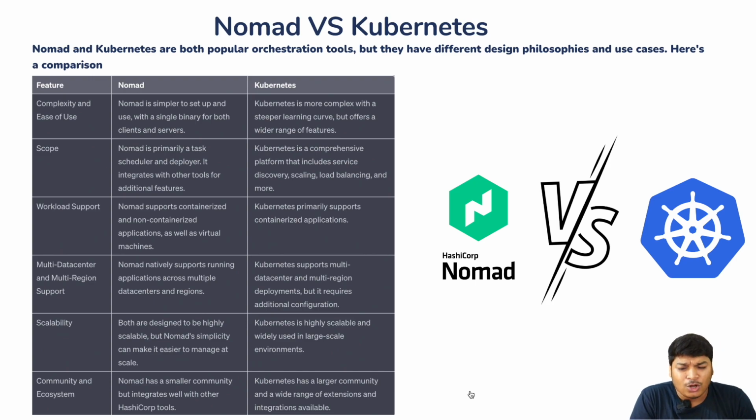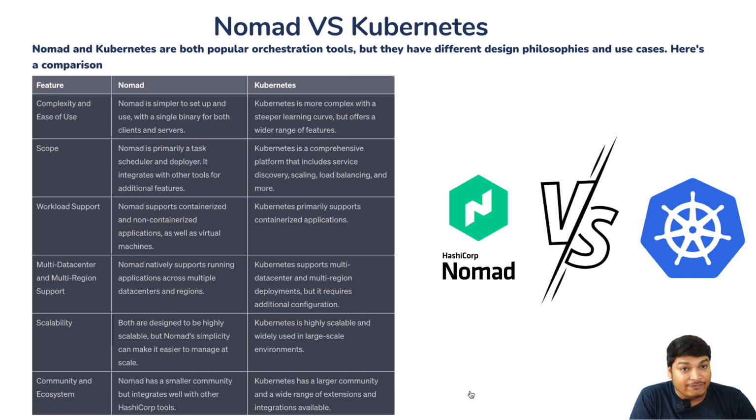Now, let's talk about the workload support. Nomad supports containerized and non-containerized applications as well as virtual machines. But Kubernetes primarily supports only containerized applications. Okay. Then multi data center and multi region support.